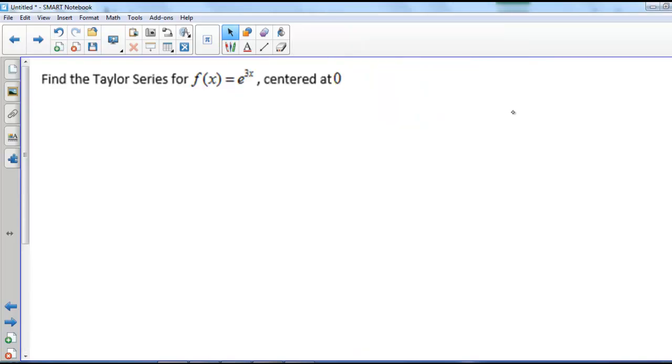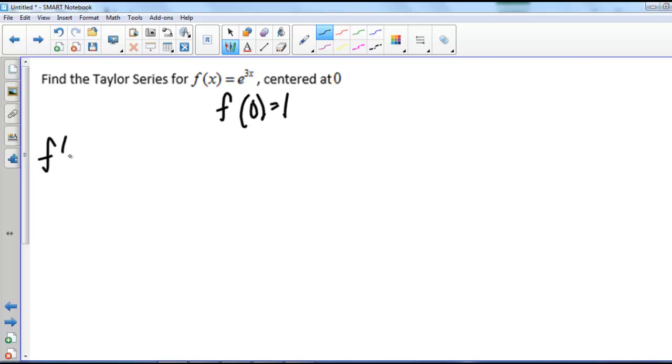We want to find the Taylor series for f of x equals e to the 3x centered at 0. And again, this is going to be a Maclaurin series. So first we find f of 0 is 1. The first derivative of f is 3e to the 3x. f prime of 0 equals 3.